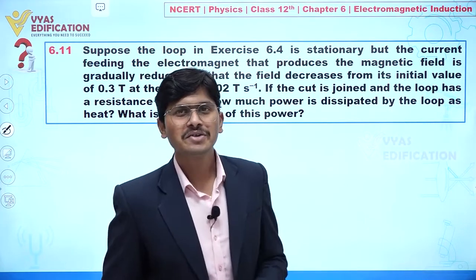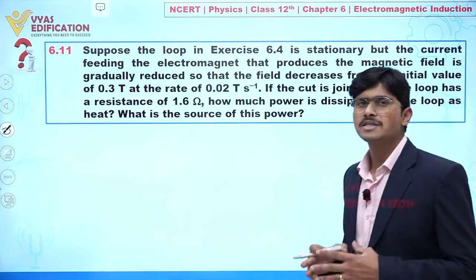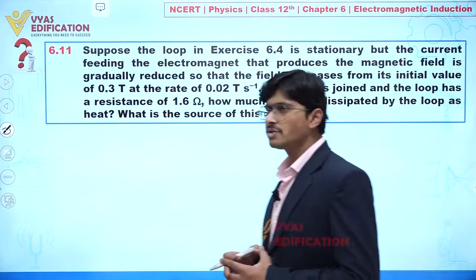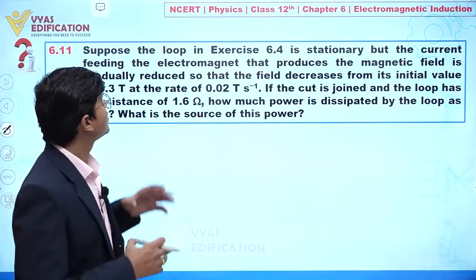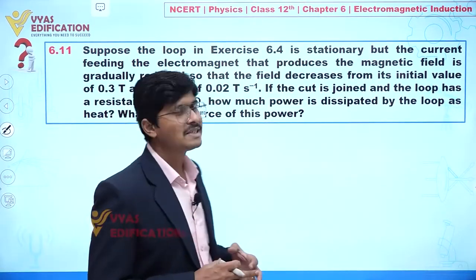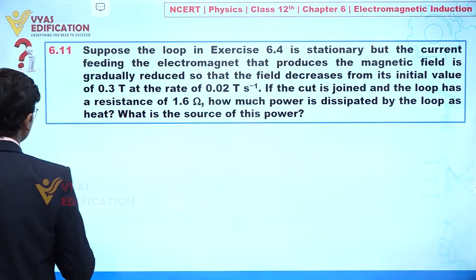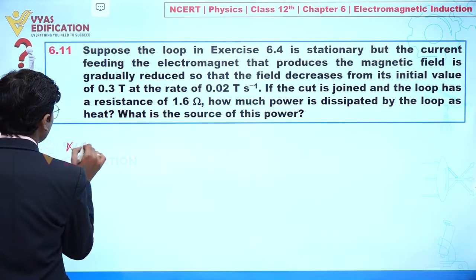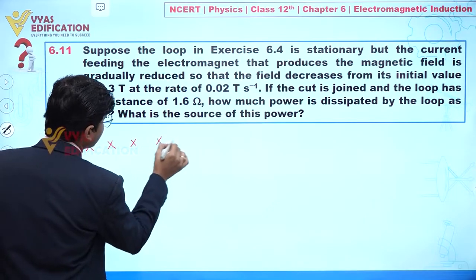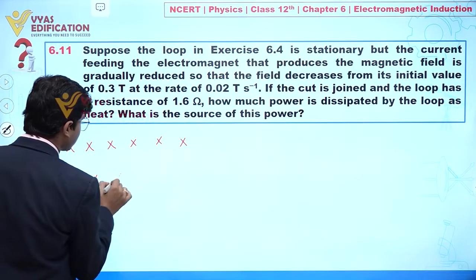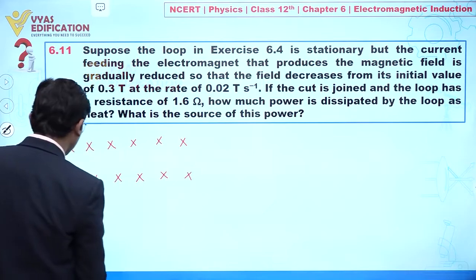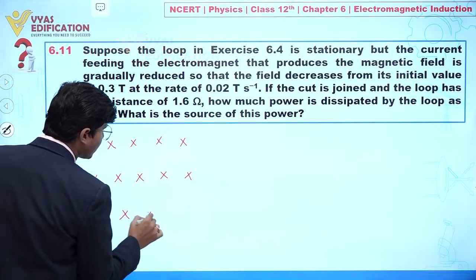Now student, we are going to discuss question number 6.11. In this question it is given that suppose the loop in exercise 6.4 is stationary. In exercise 6.4, let's suppose the magnetic field is perpendicular, in the inward direction.